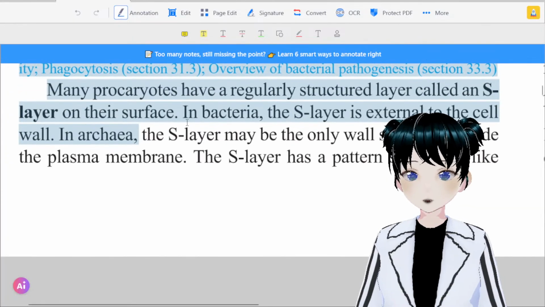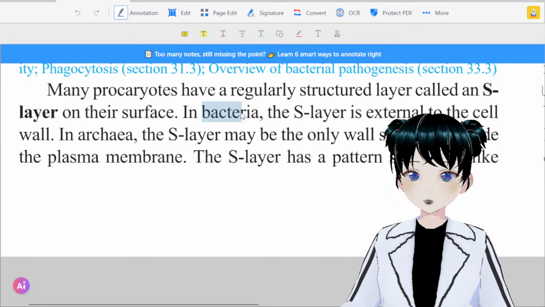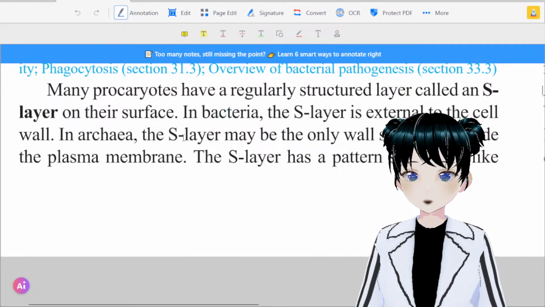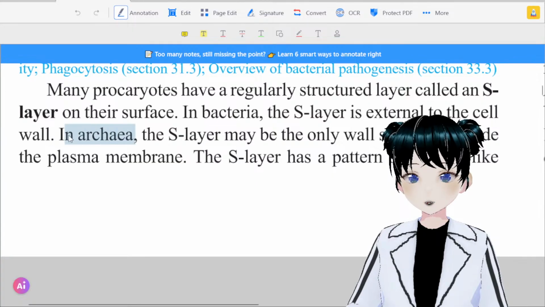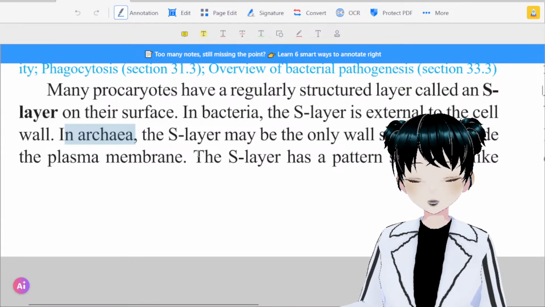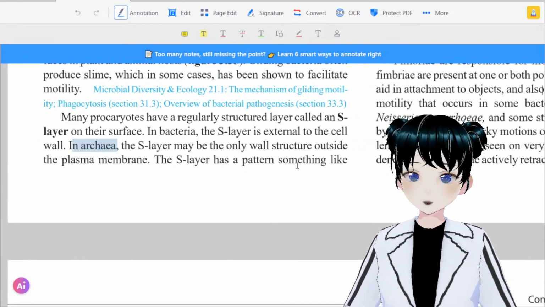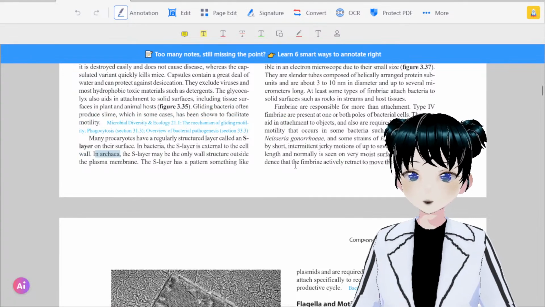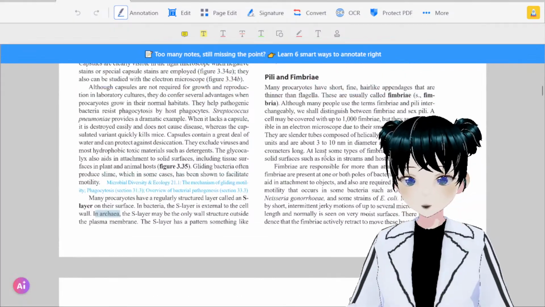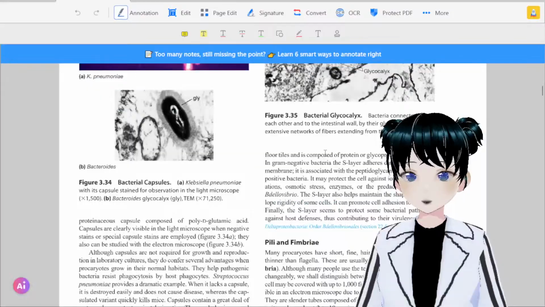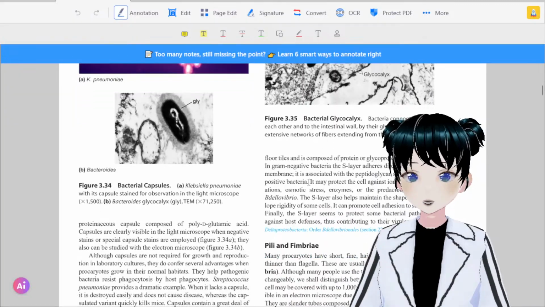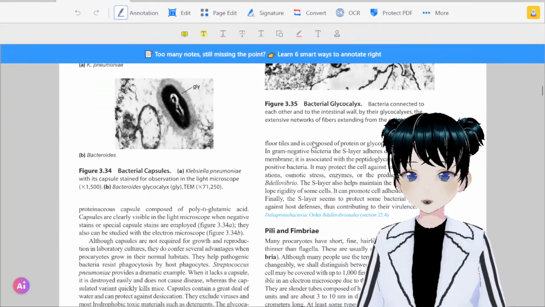Okay. In bacteria, the S layer is external to the cell wall. Oh, in archaea. Sorry. In bacteria, the S layer is outer to the cell wall. In archaea, the S layer is outer to the plasma membrane, because some archaea lack a cell wall. The S layer has a pattern, something like floor tiles, because it is highly organized, so it makes a structure.